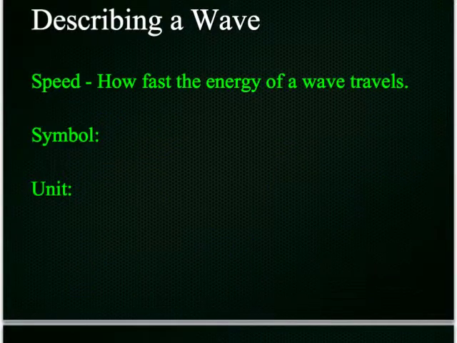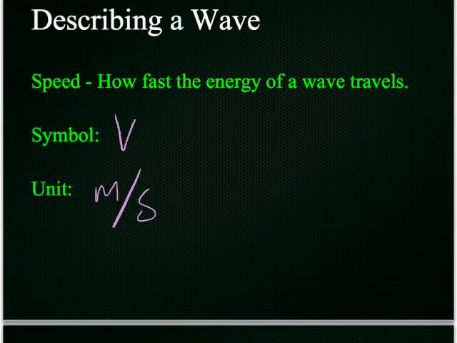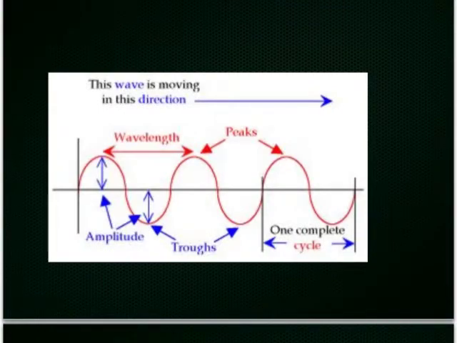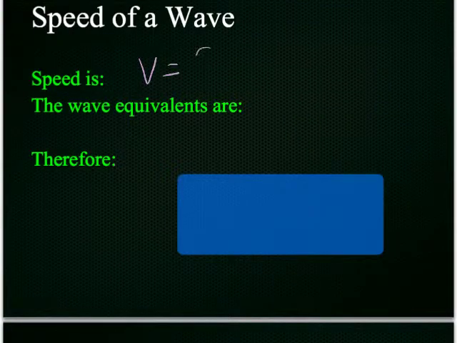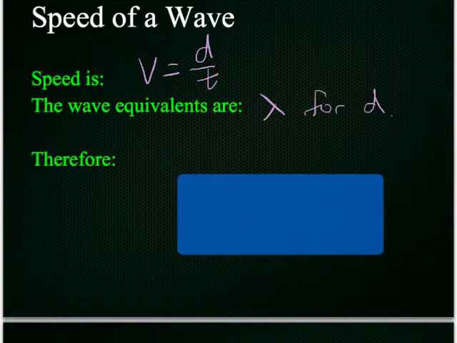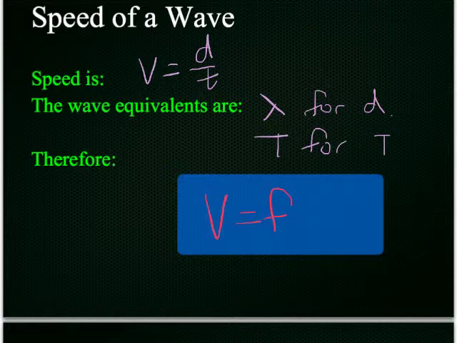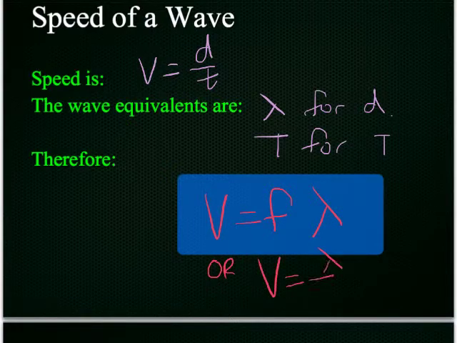Speed is how fast the energy of the wave travels. Okay, symbol V, unit meters per second, just like before. Speed is V equals d over t, which we've seen before. But for a wave, the distance equivalent is lambda for distance, period for time. So the time for one wavelength, okay, is what we have here. So we're going to use V equals F lambda, or V equals lambda over T for velocity.